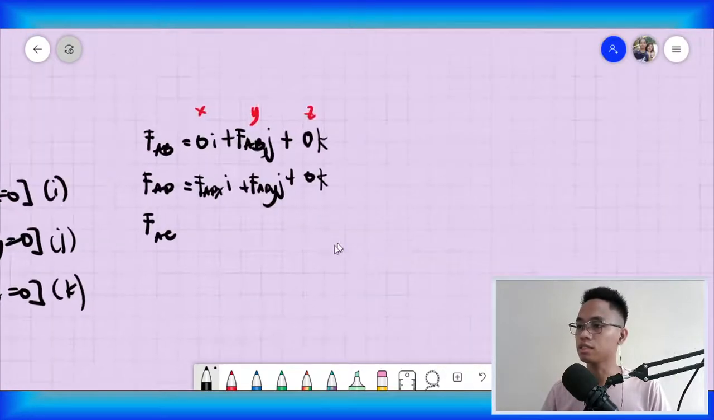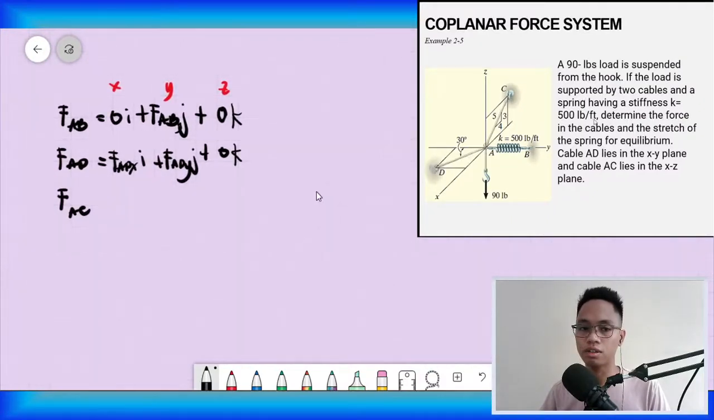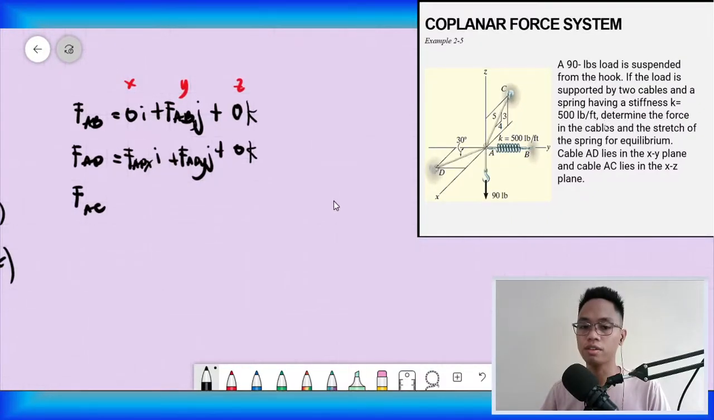The next is, how about your AC? Okay, how about your AC? So in the figure, gingon siya nga that is lying on the XZ plane. So therefore, wala siya Y. So therefore, we have here your 0j.